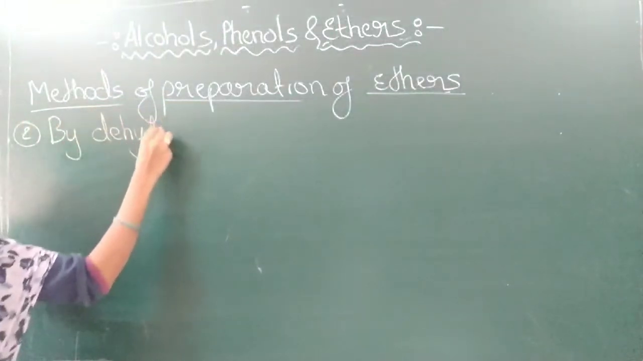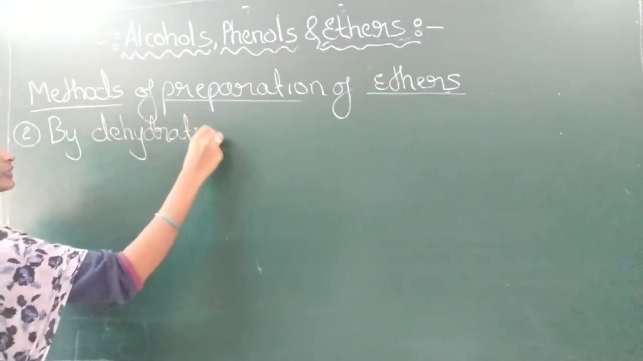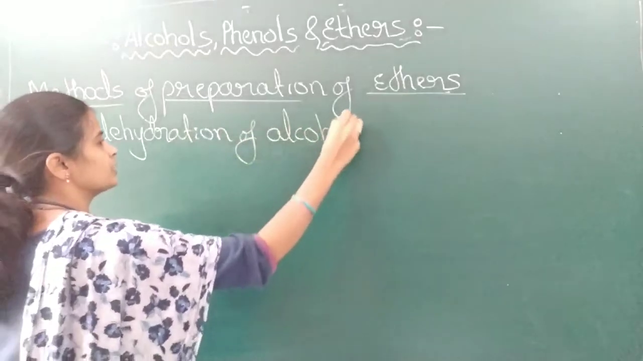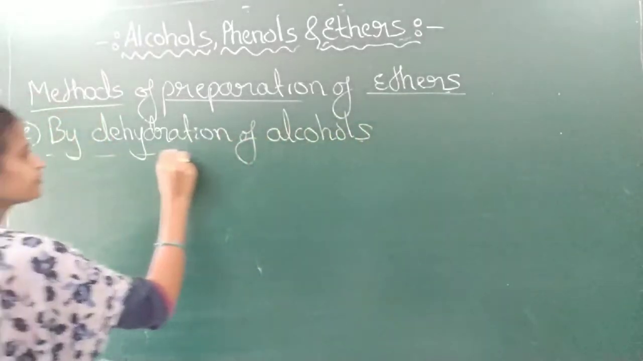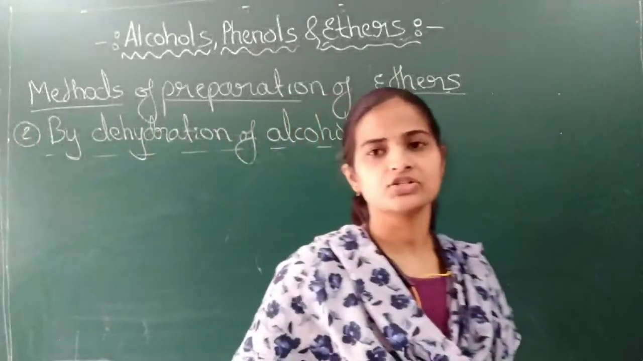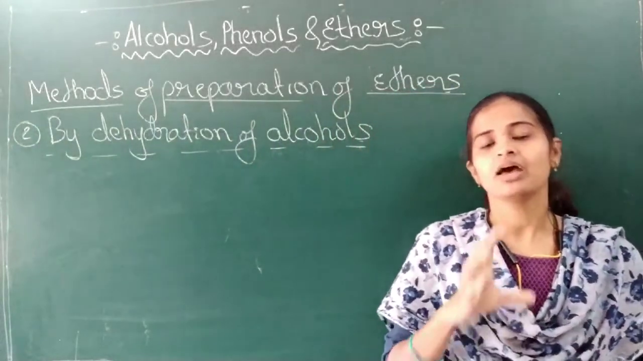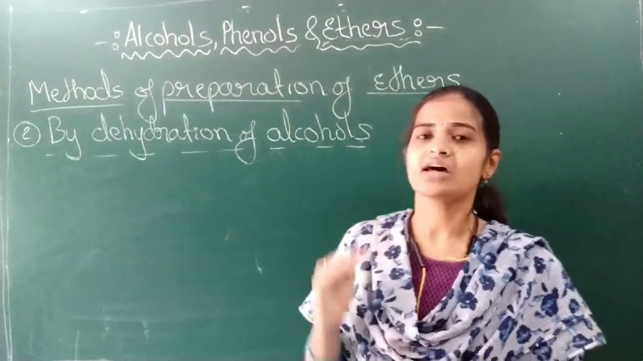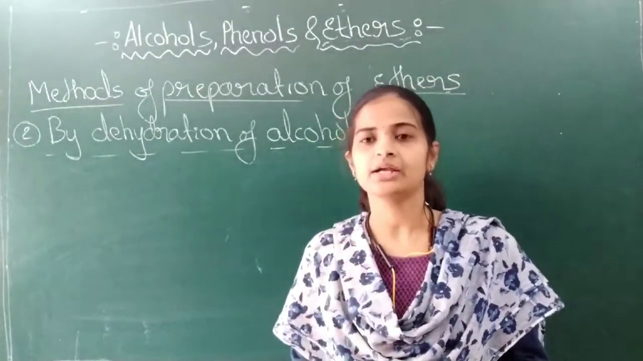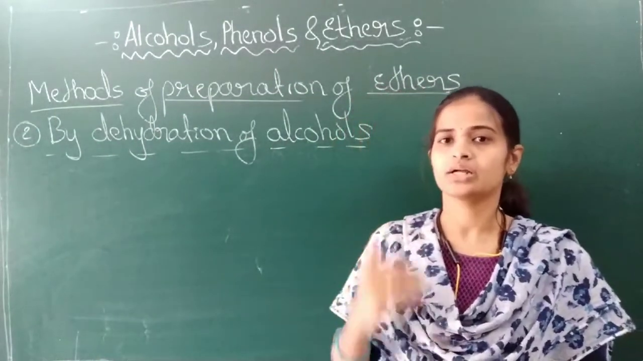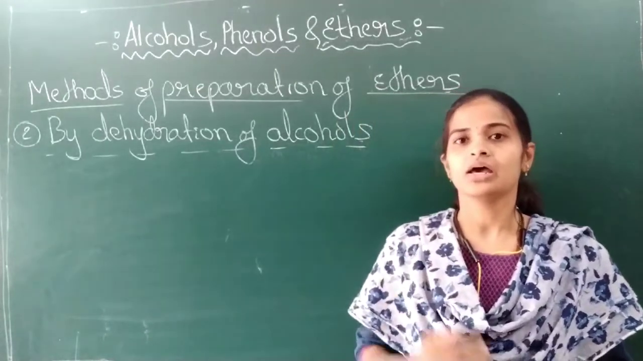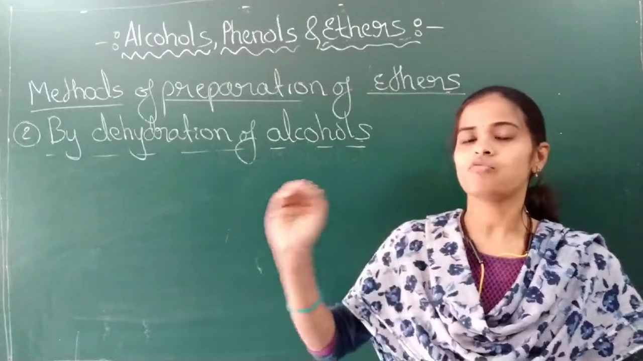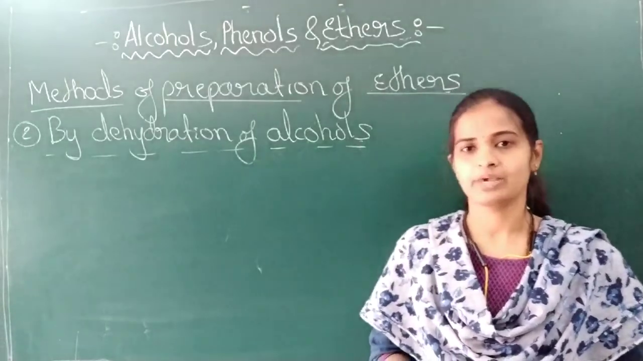Dehydration of alcohols. What do you mean by dehydration, students? Dehydration is nothing but the removal of water molecule. When excess of alcohol is heated to 413 Kelvin temperature in the presence of concentrated sulfuric acid, removal of water molecule takes place by forming ethers.